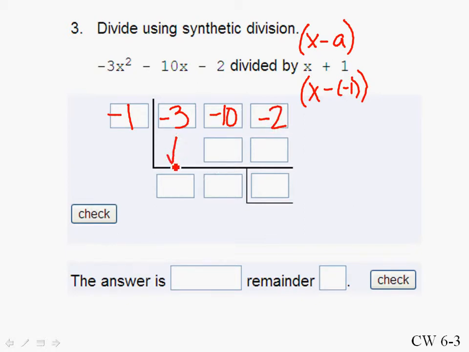My first step is to bring down that first value underneath the horizontal bar. Multiplying a, which is -1, times -3 gives me a +3. Add down the column, -10 plus 3 is -7. -1 times -7 is a +7. Add down the column, -2 plus 7 gives me a +5. So my answer is -3x minus 7 with a remainder of 5.